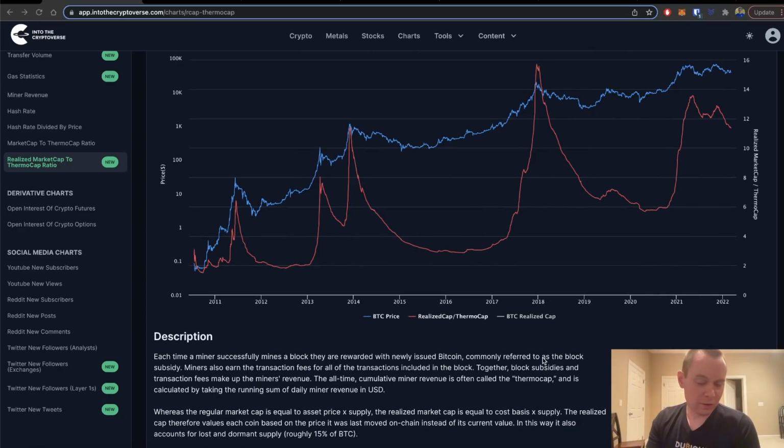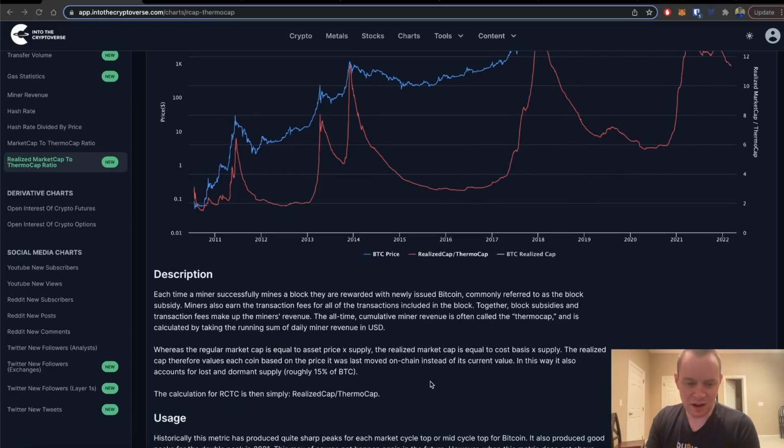The first one is the ThermoCap, and you should basically just think about it in relation to cumulative miner revenue. So it's basically just the sum of daily miner revenue in US dollars. So that is the ThermoCap.